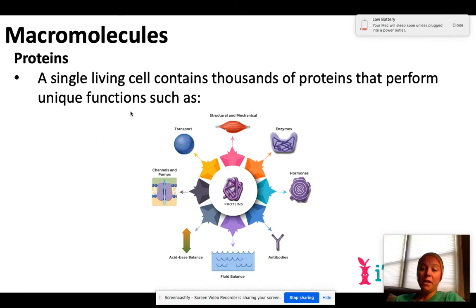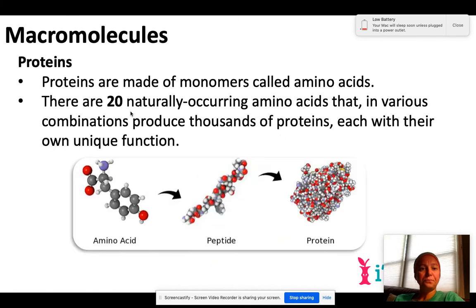Proteins come in thousands of different unique functions and shapes, everywhere from transporting molecules across the cell membrane to transporting molecules within the body, to hormones, so regulating body functions, to antibodies, to actually your muscle and structure. So it has lots and lots of jobs and lots of functions.